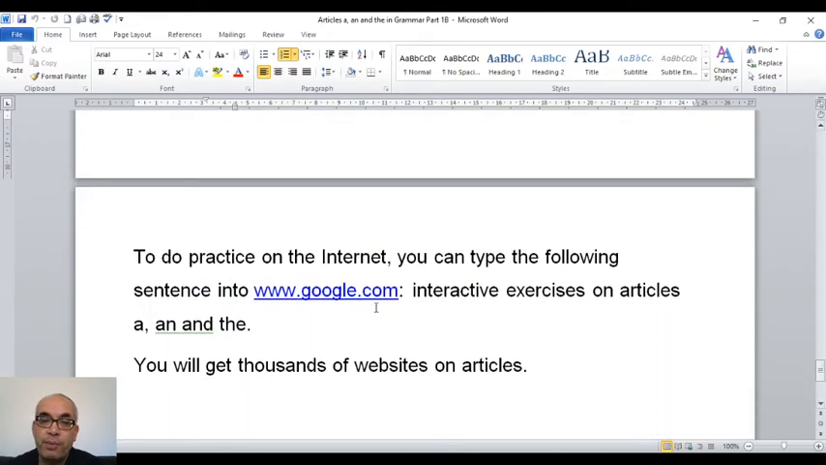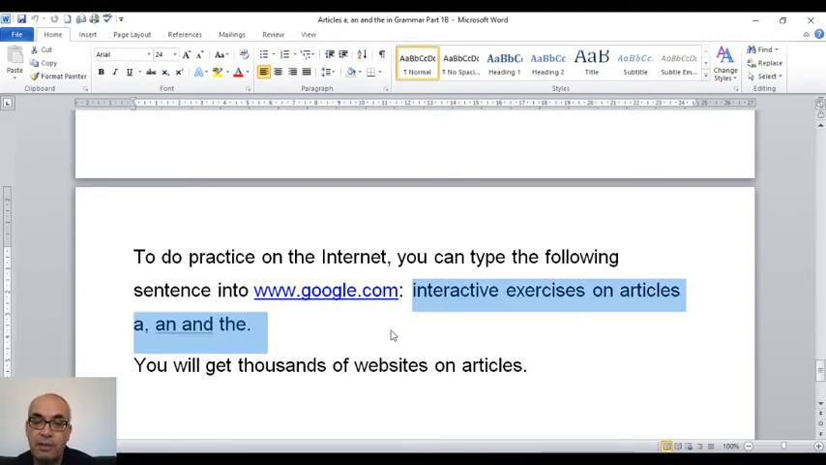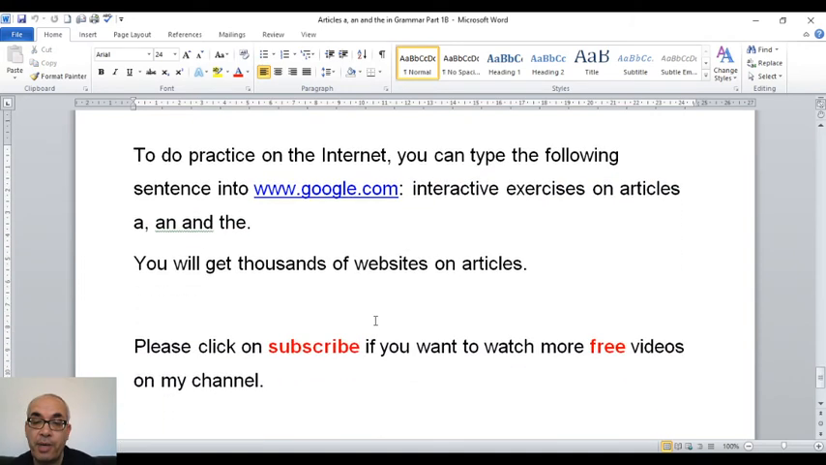Now, to practice, on the internet, you can type this sentence into google.com, and then Google will give you thousands of websites on articles, and you can practice and practice and practice.